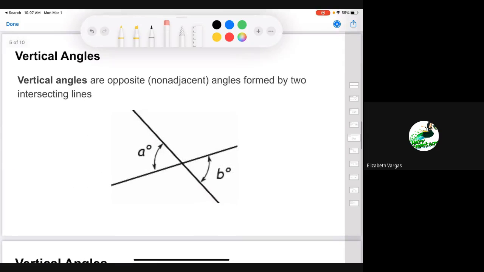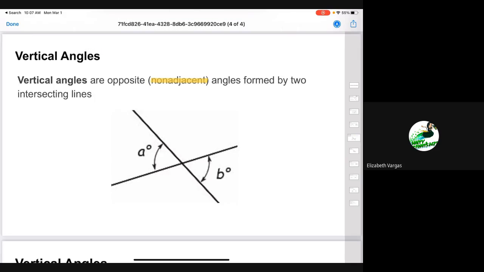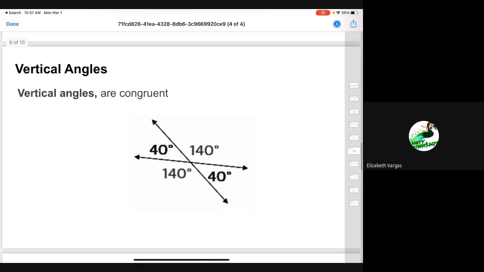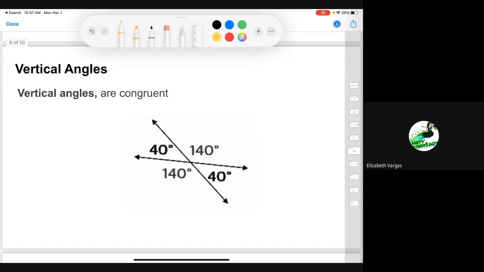Okay. We also are going to look at today what are known as vertical angles. Vertical angles are opposite non-adjacent angles who are formed by two intersecting lines. So non-adjacent are those that are not right next to each other. So adjacent are those that are next to each other. Non-adjacent, those which are not right next to each other. And vertical angles are opposite angles formed by two intersecting lines. So whenever we have two lines intersecting like here, we have opposite angles that are formed. And the relationship between our vertical angles is they are congruent.